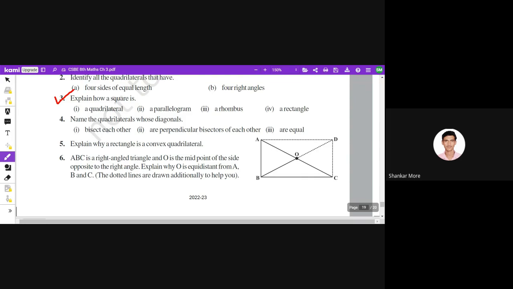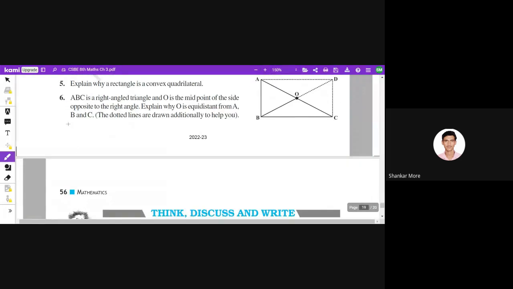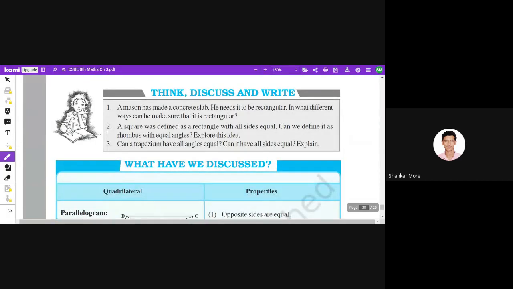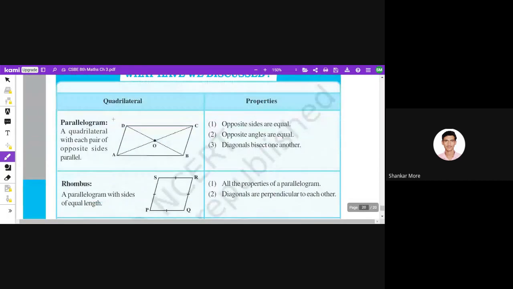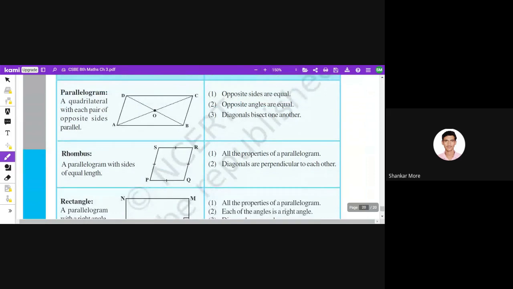Okay. Yeah. So explain why a rectangle is a convex quadrilateral. Okay, we'll do that later. And the sixth one, this seems to be a lengthy question. Okay, let's do it later. So what we'll do before we go to practice set 3.3, let's revise whatever we have learned in this chapter, and then it will be easy for us to solve the questions, right? So parallelogram: a quadrilateral with each pair of opposite sides parallel.